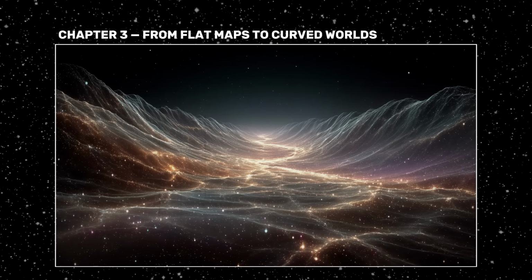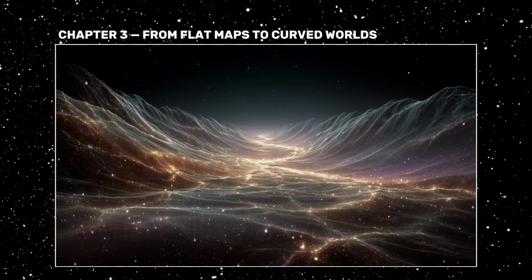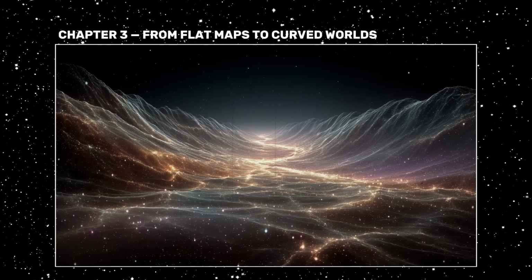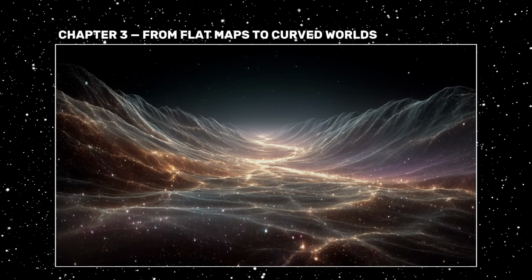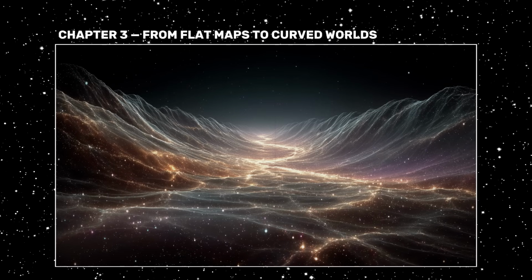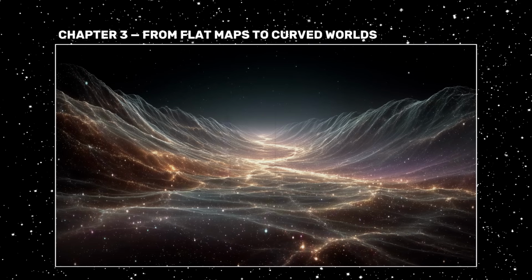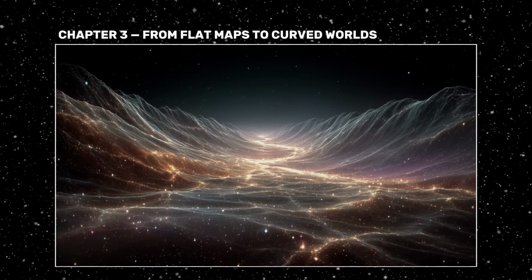Carl Friedrich Gauss, one of the greatest mathematicians of all time, quietly developed methods for measuring the curvature of surfaces. He showed that the curvature of a surface is intrinsic, meaning it can be detected entirely from within the surface, without reference to the surrounding space.